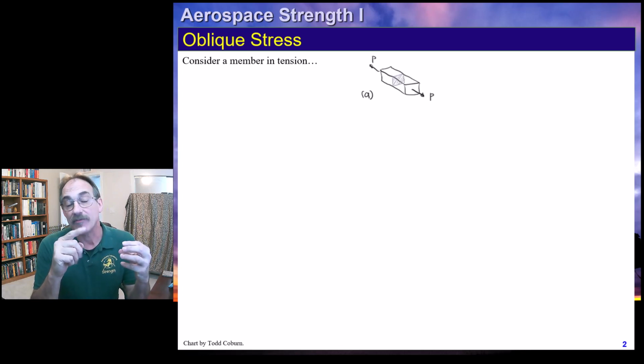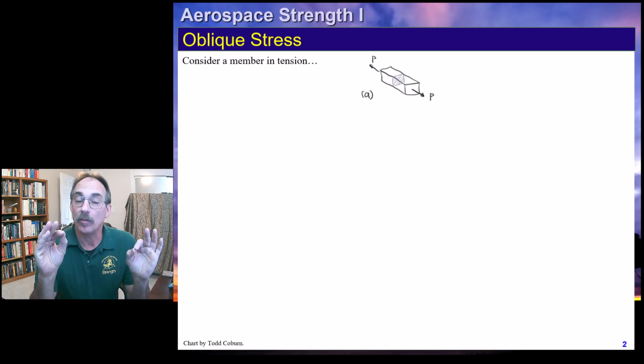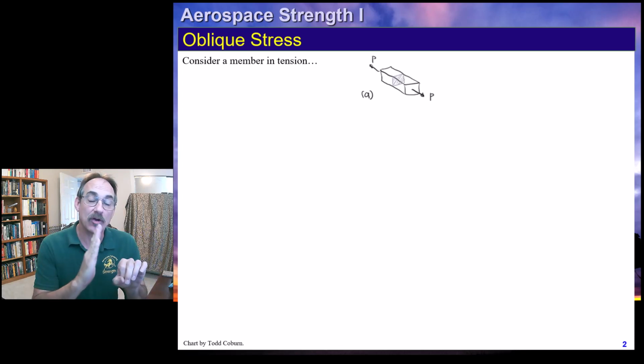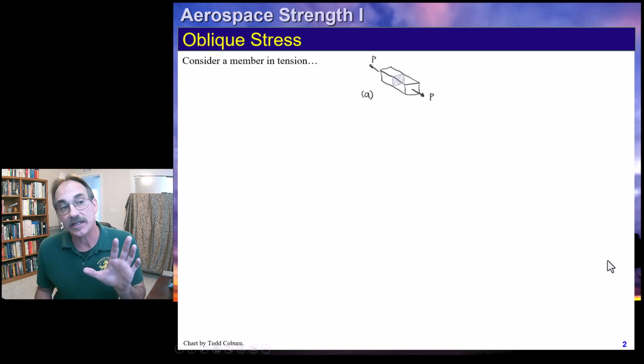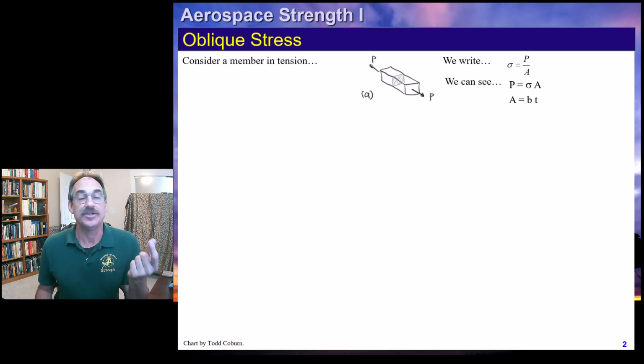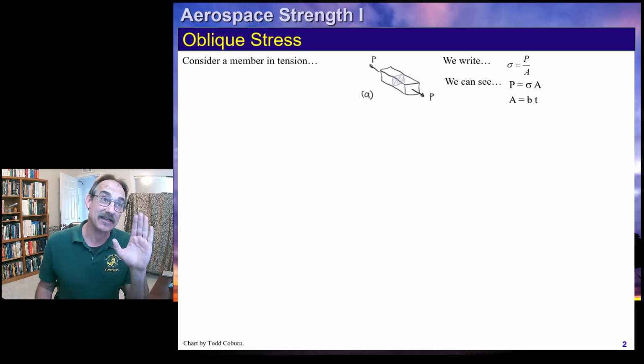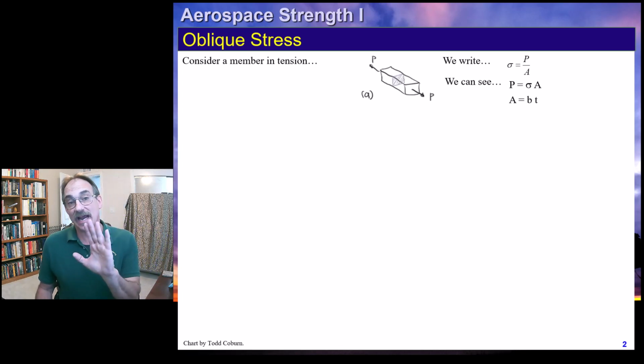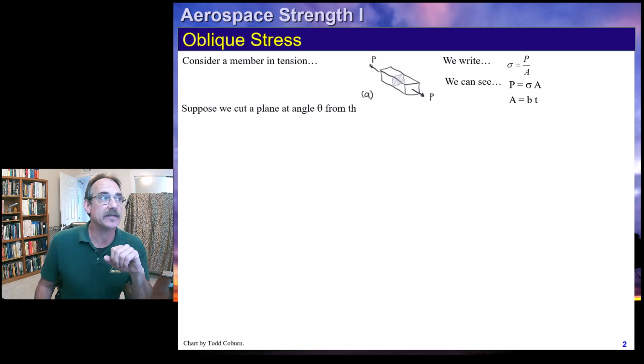Let's imagine we have a rectangular member loaded with an axial force. Normally, when we write the stress, we'll make a cross-section perpendicular to the force, and we'll calculate the stress in the normal way as simply P over A, where the area is just those dimensions. We could write this a different way by saying that the force is just the stress times the area, where our area is just the width of the element times the thickness of the element.